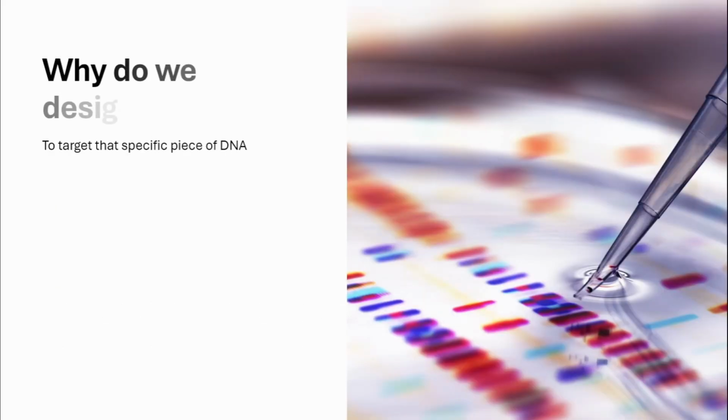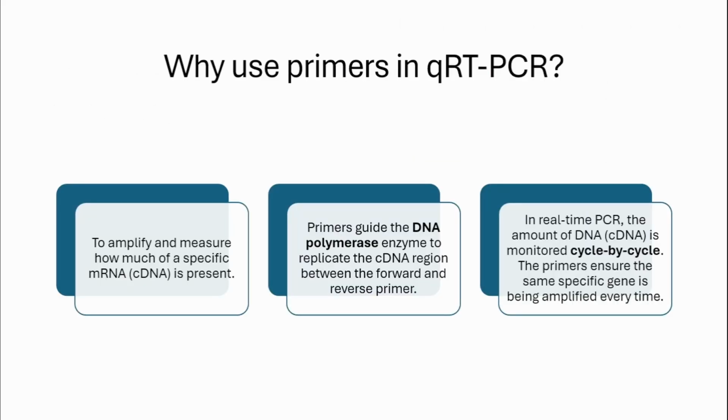Why do we need to design a primer? Because we want to target a specific piece of DNA. Why do we use primer in qRT-PCR? Simply we can say for quantification, to amplify and measure how much of a specific mRNA is present. In qRT-PCR, what does a primer do? Primers guide the DNA polymerase enzyme to replicate the cDNA region between the forward and reverse primer.